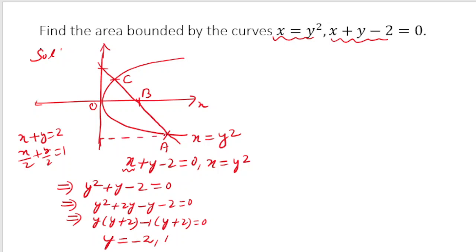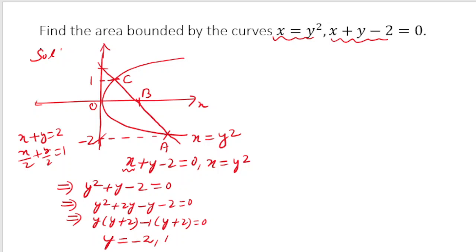Means this point is minus 2 here, and it is going up to 1, so this point is 1 here. So what do you think? This is an important point that I am asking: what do you think, taking a vertical strip will be easier for you or taking a horizontal strip will be easier for you?